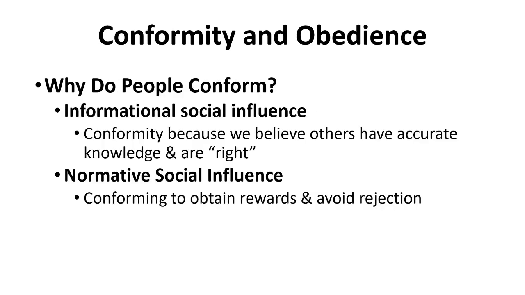So why is it that people conform? We're going to talk about two reasons for conformity. The first of which is informational social influence, basically where you conform because you think that others have more knowledge or more information than you do, and that they are probably right and you're probably wrong. So you go along with the group because you assume that the group knows better.